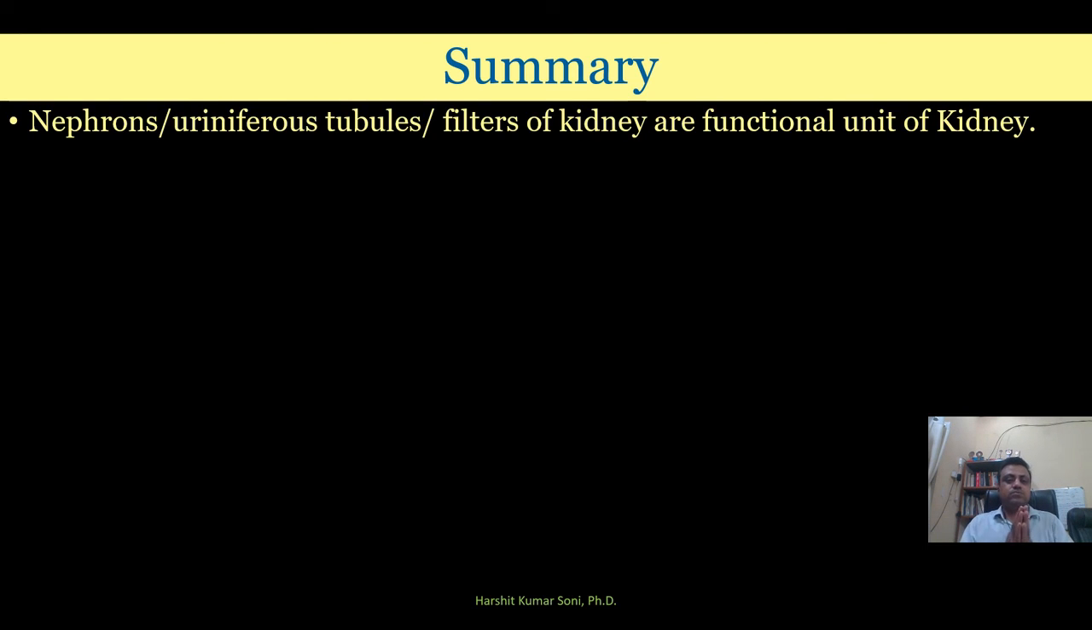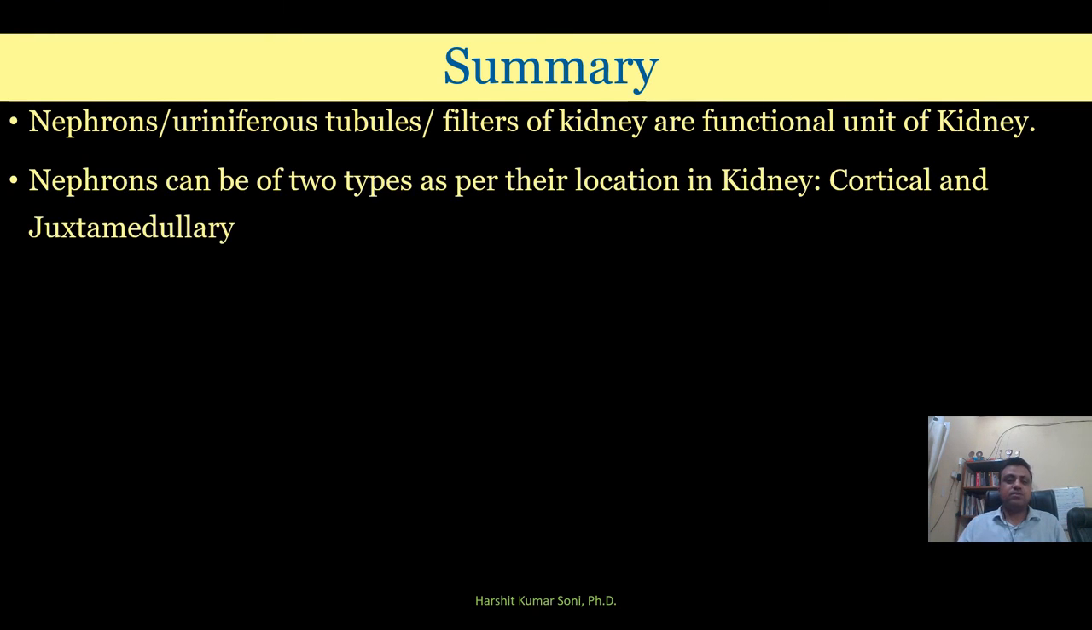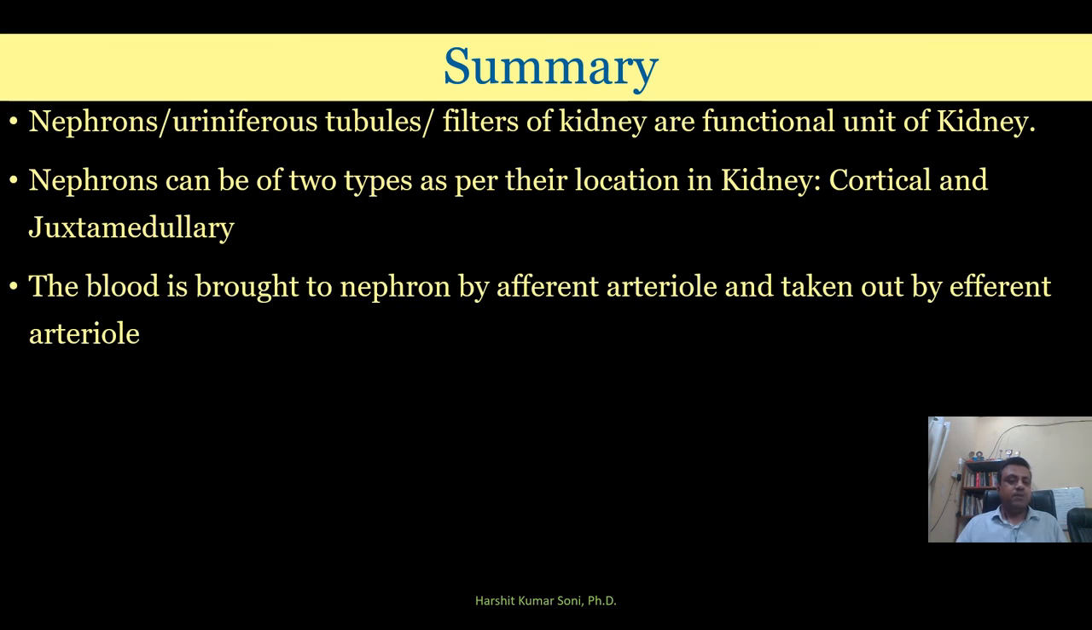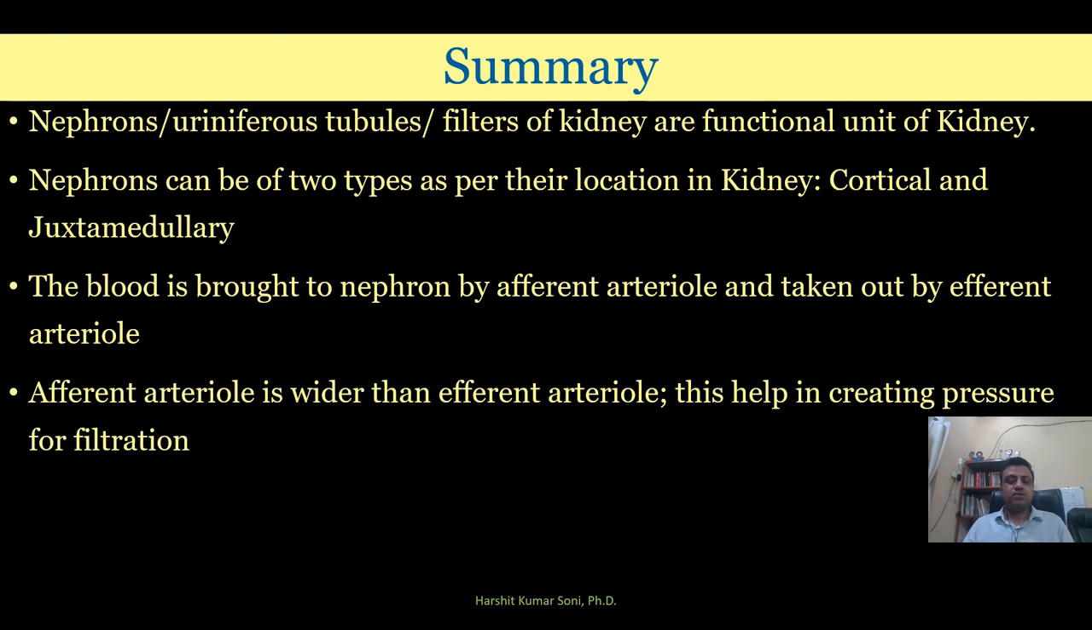So let's summarize whatever we have studied. The nephron, also called uriniferous tubule, is the filter of the kidney and the functional unit of the kidney. Nephrons can be of two types as per their location in the kidney: cortical and juxtamedullary. The blood is brought to the nephron by the afferent arteriole and taken out by the efferent arteriole, and they differ in diameter. The afferent artery is wider than the efferent.